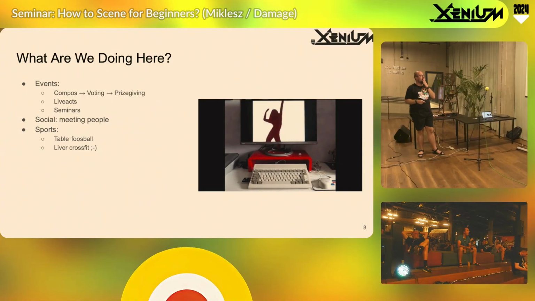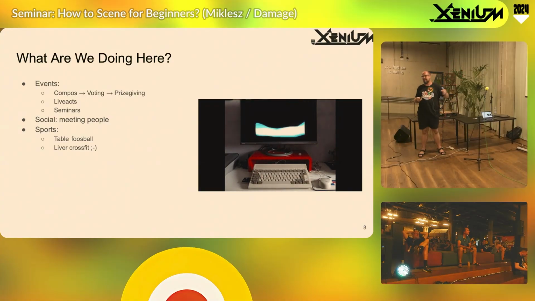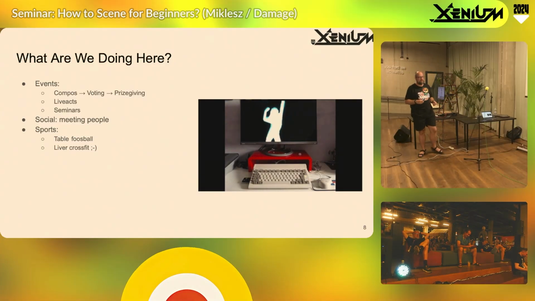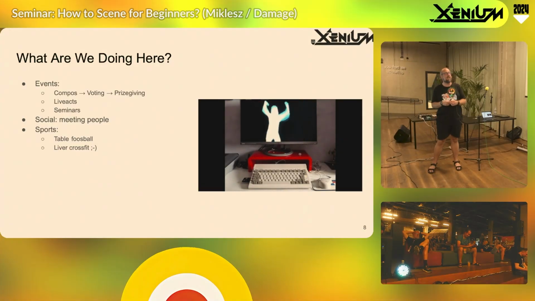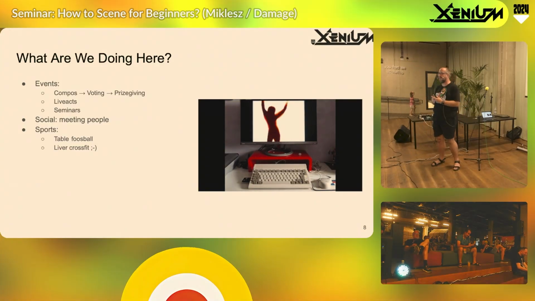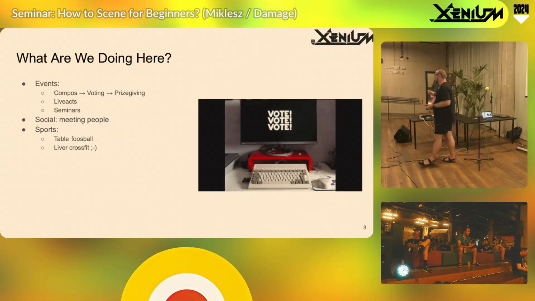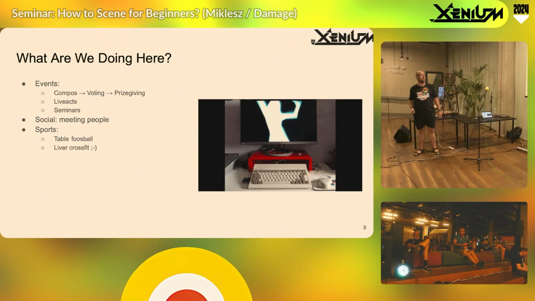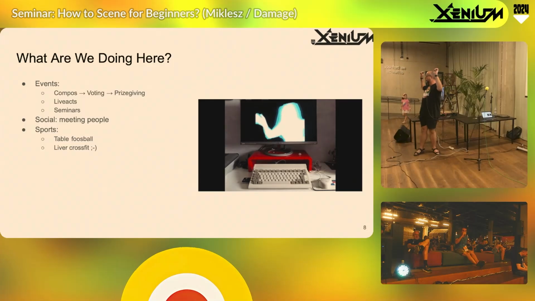But of course, you also have some live acts, like X-Copy having a gig here. You have seminars like mine, and also some better ones in the future. You have some ways of socializing, I mean meeting people and talking to people, boozing, of course. And you'll have some sports like table football. We're going to have a table football competition tomorrow or on Saturday. We don't know the details yet, but you can join and play. And of course, the usual liver CrossFit, meaning boozing.